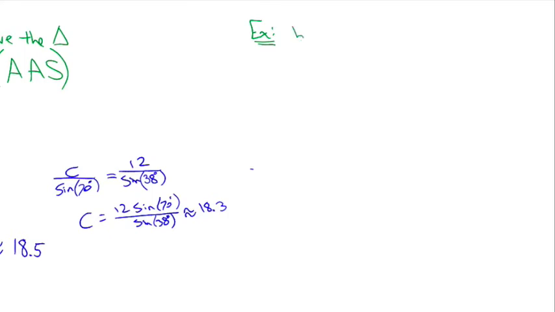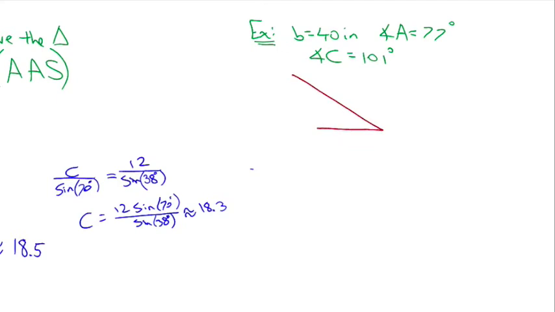So if I give you B is 40 inches, angle A is 77 degrees, and angle C is equal to 101 degrees, and I draw my picture. It's just some random triangle. I'm going to draw it a little weird this time. That's definitely not a right triangle.